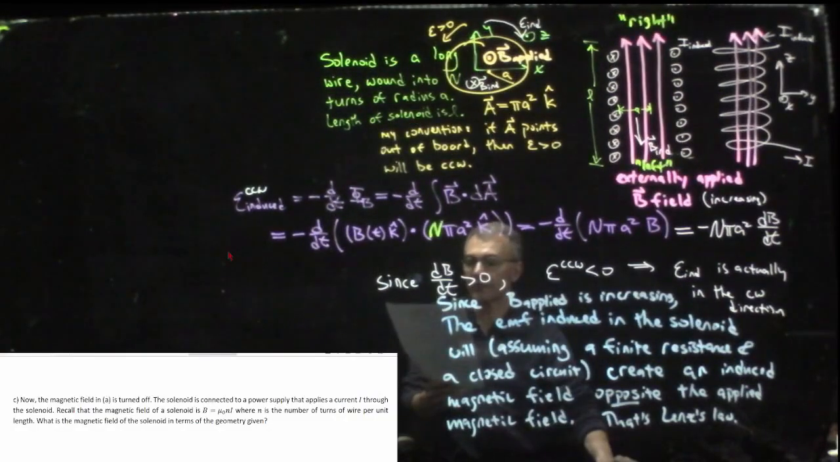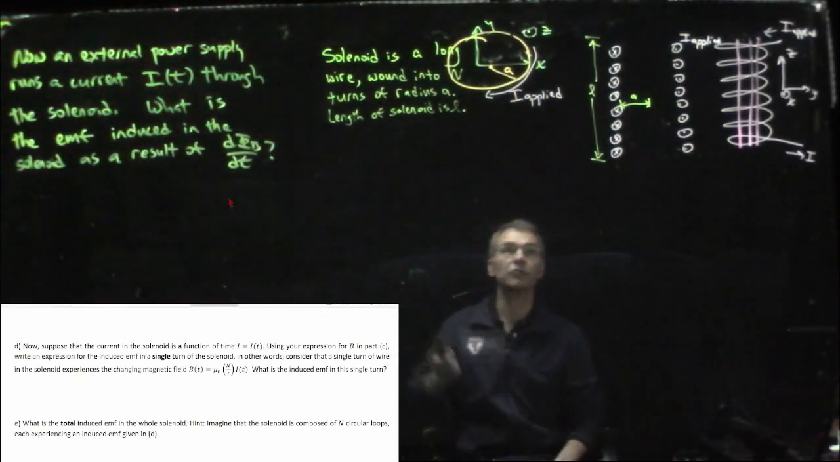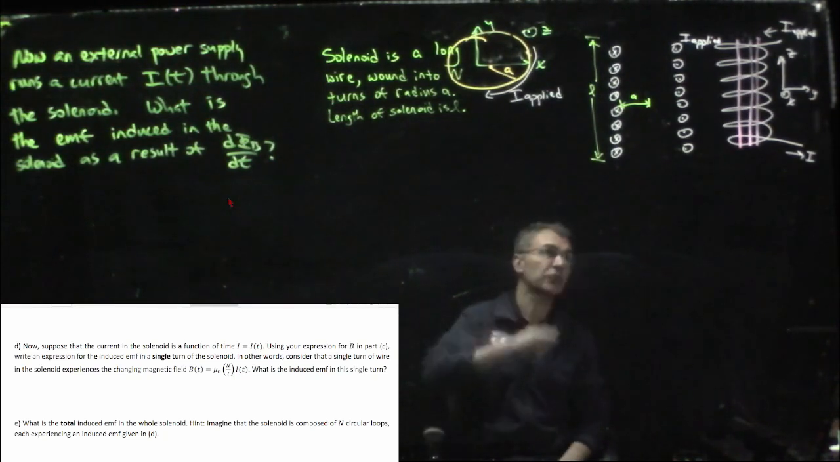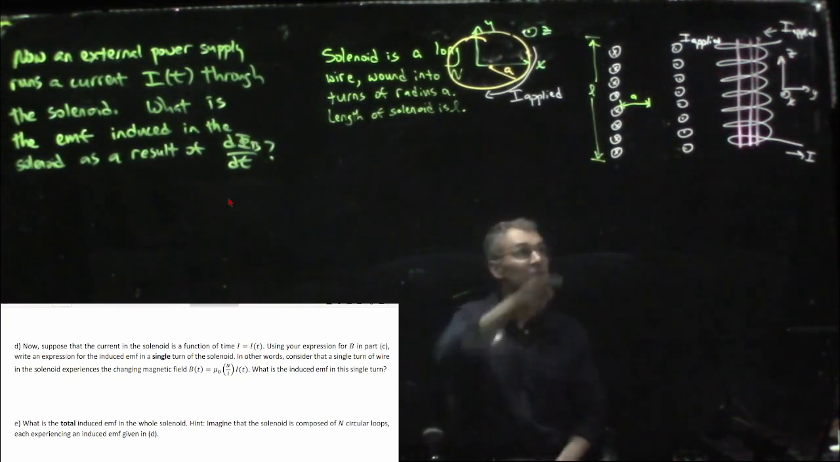Okay, next, the external magnetic field from the first part of the problem is turned off. So there is no longer any externally applied magnetic field. Now the solenoid is connected to a power supply which applies a current I through the solenoid. We want to work out what is the magnetic field of the solenoid. So the applied current that our power supply is running through the solenoid creates a time-dependent magnetic field produced by the solenoid itself. So then that is a time-dependent magnetic flux passing through the solenoid coil.